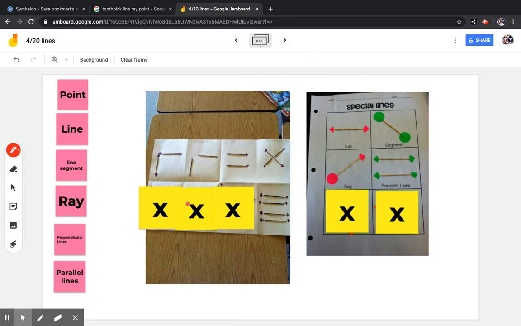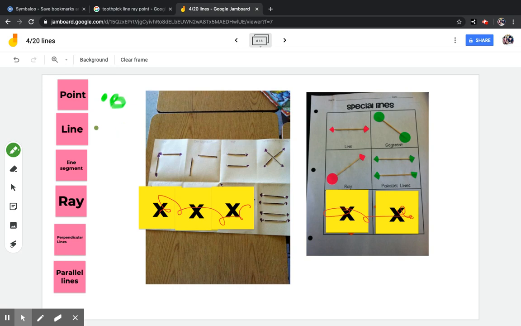Now, on your homework, you can ignore all of these things because I don't want you to do these ones yet. But with your homework, you're going to take toothpicks and markers and you're going to make a set of these lines. So first, we're going to change colors. First, you're going to make a point. A point is easy. It's just a dot. And I want you to practice by labeling your point too. So this could be point B.